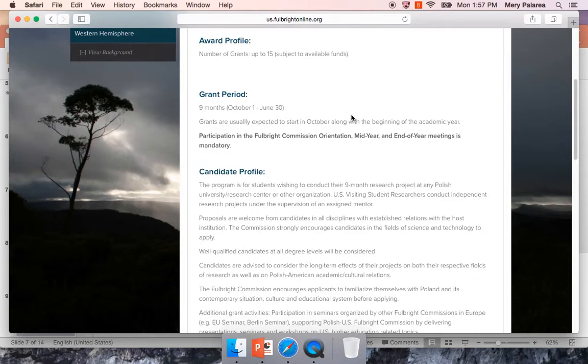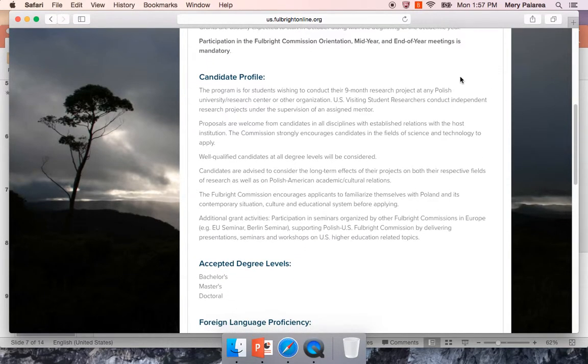So each country profile is going to have some similar themes here. They're going to tell you the grant period, which in this case for the open study research is 9 months, which makes sense. They're usually an academic year. The candidate profile. They're looking for students wishing to conduct a 9-month research project at any Polish university or research center or organization. So they're telling you right off the bat that they want you to affiliate with an academic institution.